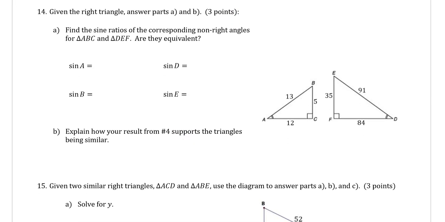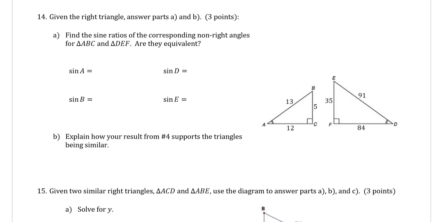All right, looking at number 14. Given the right triangle, answer parts A and B. So I'm going to find the sine ratios of the corresponding non-right angles for triangle ABC and triangle DEF. So I need to find the sine of all the angles except the right angle. That's basically all it's asking. I'm going to tell you, these are not going to be given to you on the test. You're going to have to know which angles to find. Again, it's just the ones that aren't the right angle.